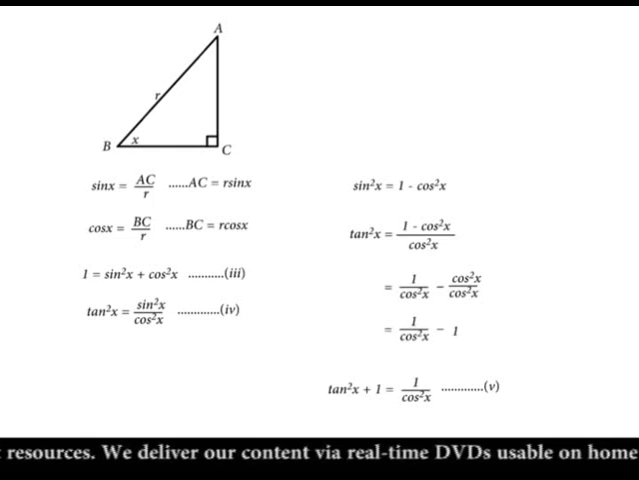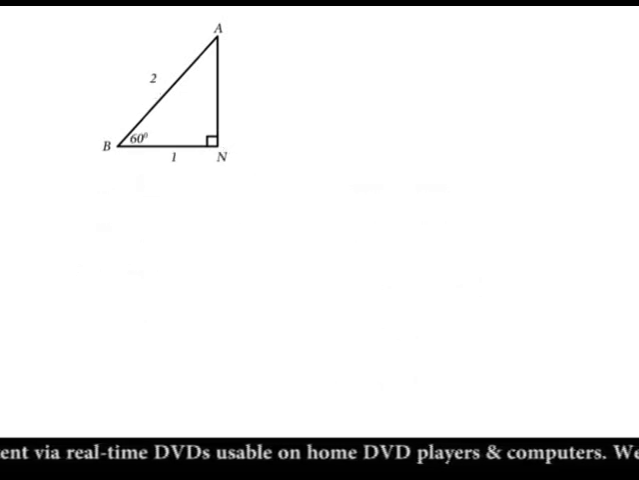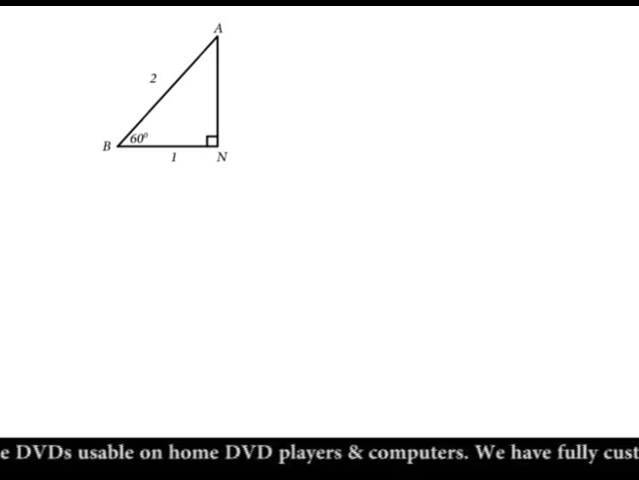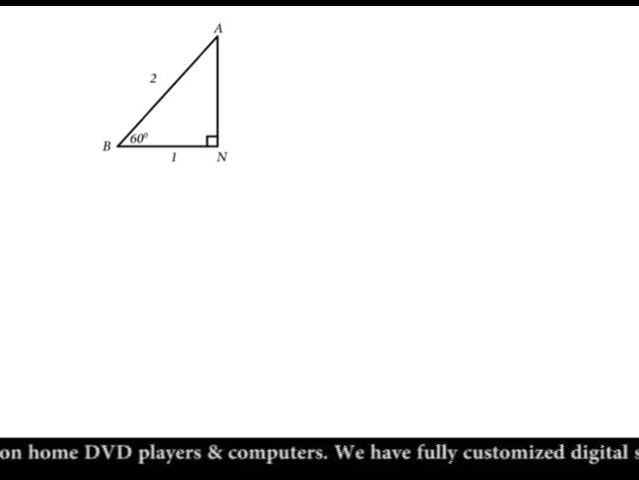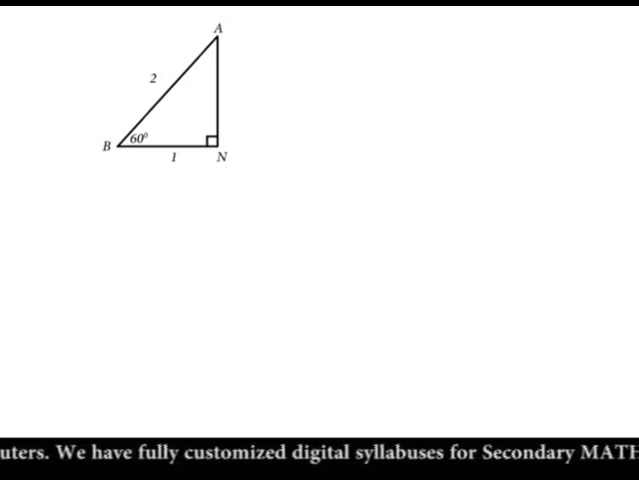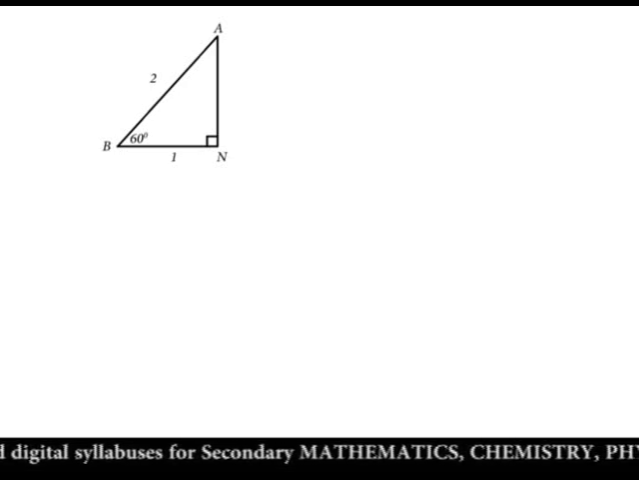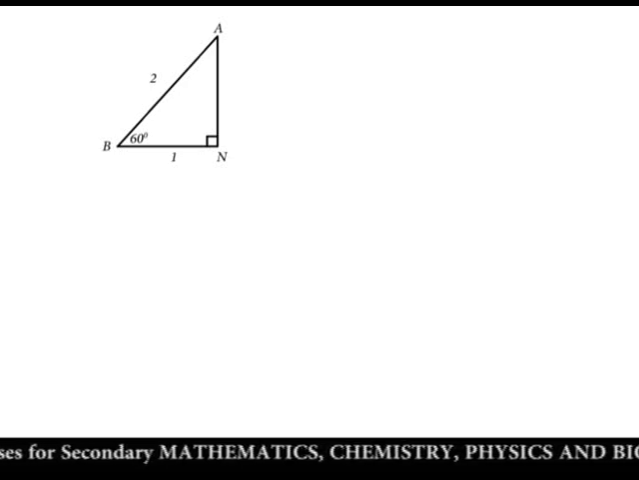Now, consider this right angle triangle ABN with a hypotenuse of 2 units and one of the shorter sides is 1 unit. We also have one of the acute angles, 60 degrees. We want to use this triangle to prove that these relationships are indeed true. But first we find the missing side.